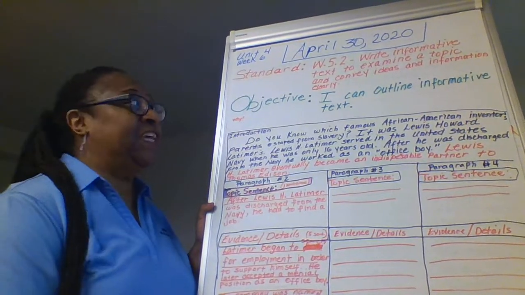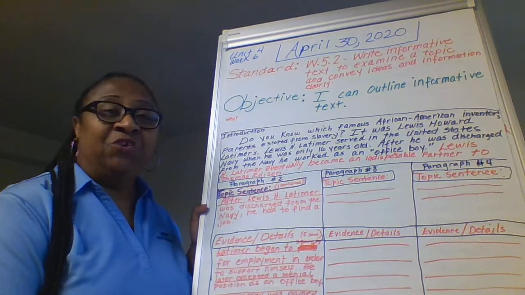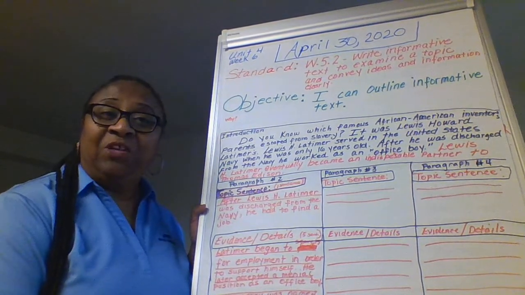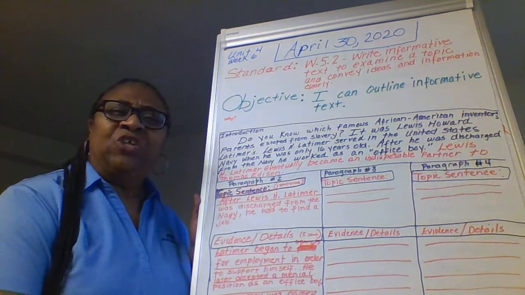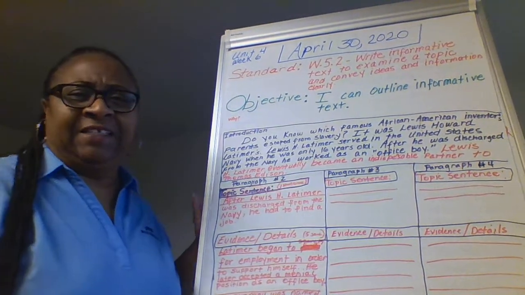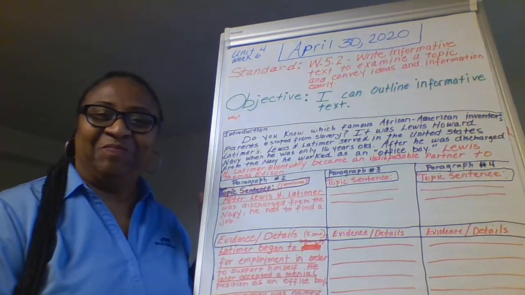Our objective for today is to outline informative text. Your objective is to outline an informative text. Okay, so why do we outline text? Why is it important to outline text?